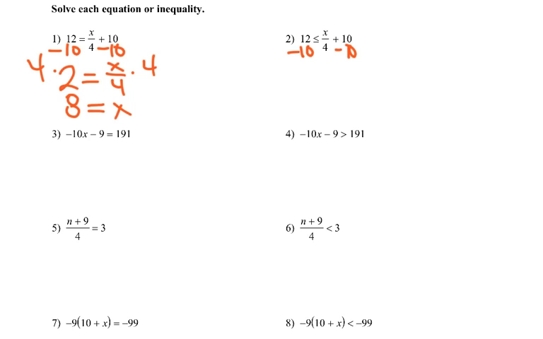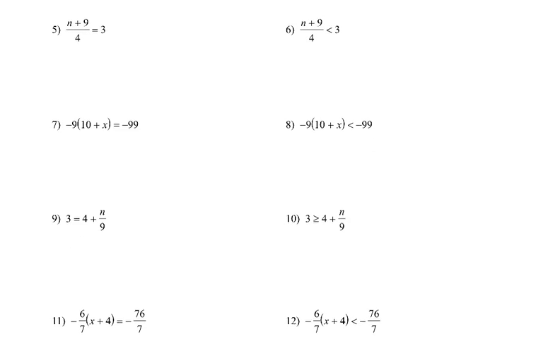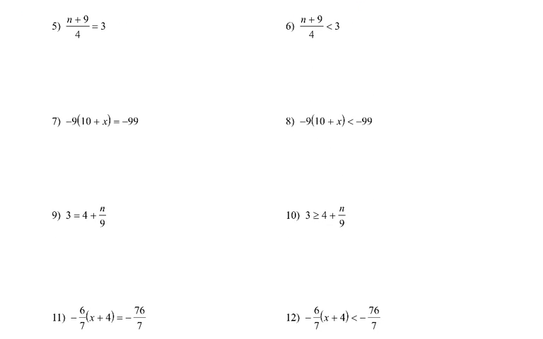For the inequality, we subtract by 10, then we times by 4. So we get 8 is less than or equal to x. Okay. So, if we look at these, okay, we should notice a few things. But let's try another one. Let's jump down to 5 and 6. We'll come back to 3 and 4.